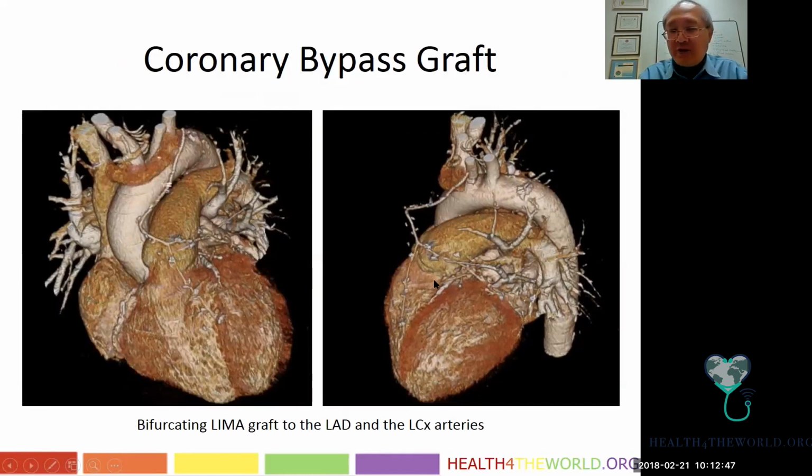and quite often these metallic clips can obscure small parts of the graft. If there were an unfortunate stenosis in those areas, we may not be able to see it. But the fact that there's contrast coming from the origin all the way to its destination typically tells us that the graft is at least patent. We might not be able to say something about stenosis, but we know that it's not occluded.